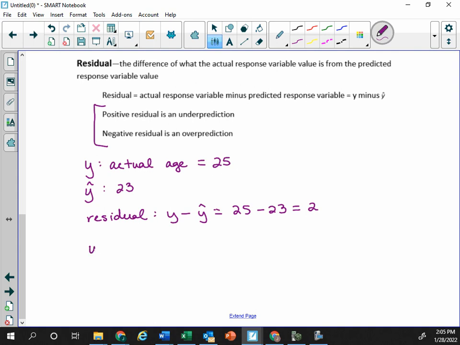Let's do it again with a different prediction. Let's say my y hat is 27. What's my residual for that going to be? Yeah, 25 minus 27, I'm going to get negative 2. Okay? A negative residual means you over-predicted. And when we get to our last example here, we'll actually look at calculating residuals. There's a whole residual plot we'll do, but not yet.